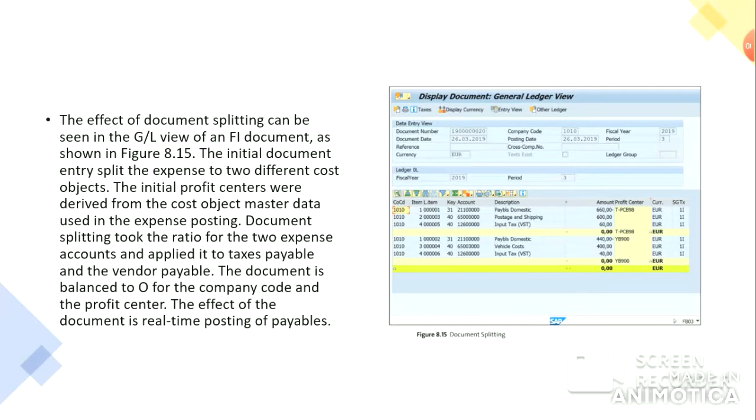The effect of document splitting can be seen in the GL view of an FI document as shown in this figure. The initial document entry split the expense to two different cost objects. The initial profit centers were derived from the cost object master data used in the expense posting. Document splitting took the ratio for the two expense accounts and applied it to taxes payable and the vendor payable. The document is balanced to zero for the company code and the profit center. The effect of the document is real-time posting of payables.